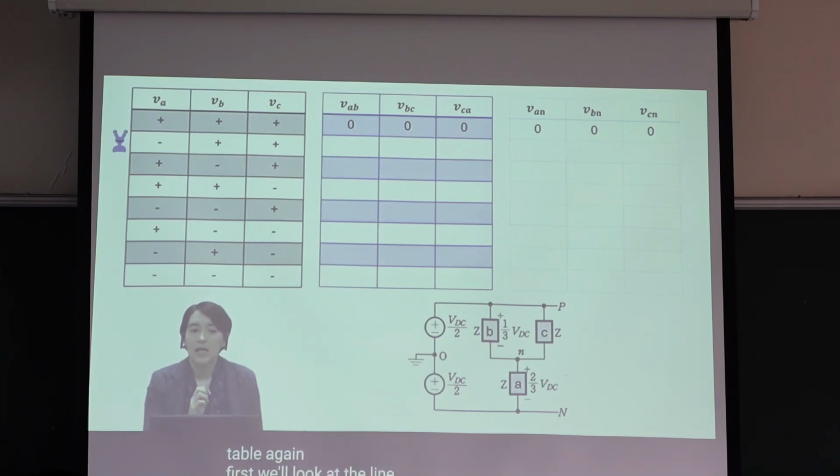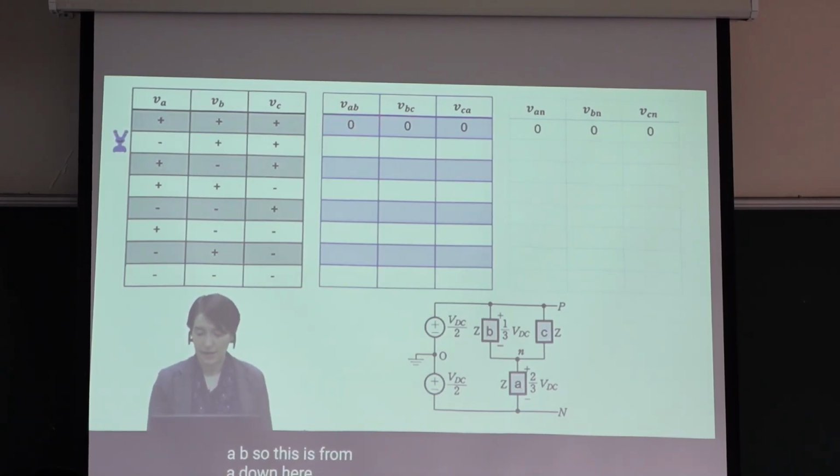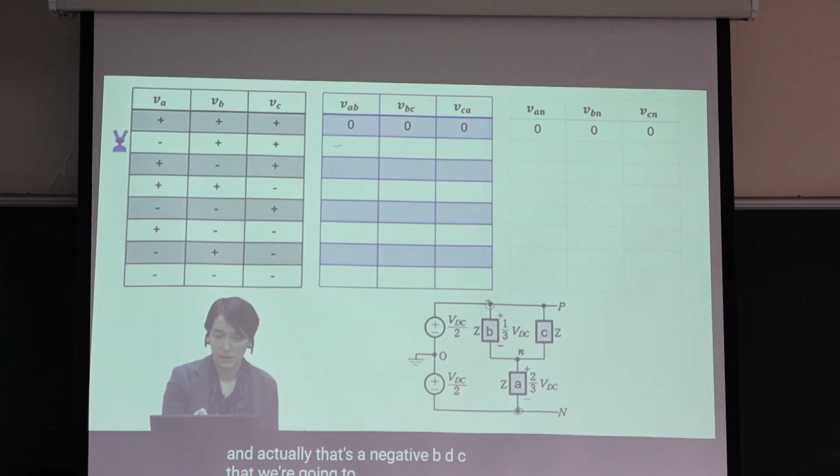First, we'll look at the line-to-line voltages, and we'll go through all of them one at a time. So VAB: A is positive, B is 0 voltage. So this is from A down here to B, and actually that's a negative VDC that we're going to see.